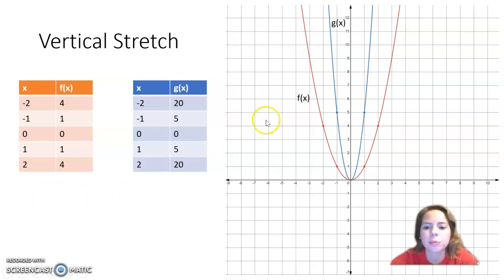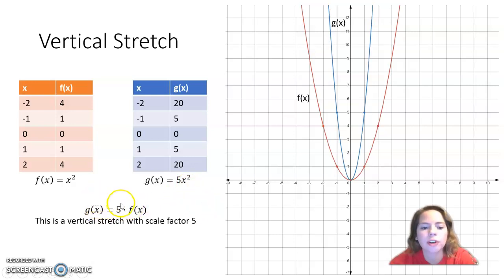Taking a look at some more specifics, the red or orange graph is f of x, and the blue one here is g of x. If I give you the equations, the f of x graph is just f of x equals x squared, and for the other one, we have g of x equals 5x squared. So you're noticing we have 5 times the x squared. Our change in the equations is we're multiplying the x squared by 5 now.